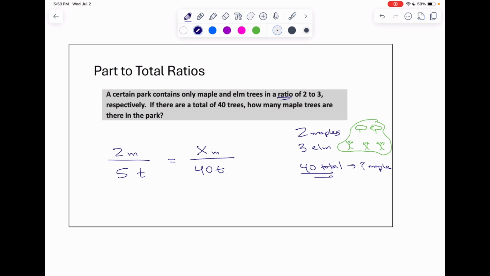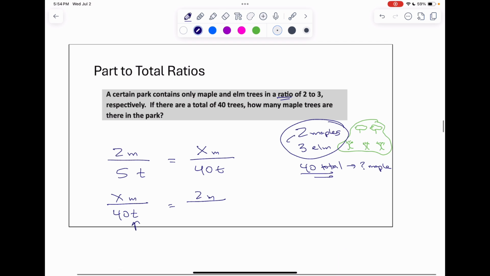Again, this is a great reason to set up what you want first, because look what happens if I set up what I want first. I'd say how many maple out of 40 total trees, and then I can go back to my ratio and grab my maple and grab my what? Oh, I want total. How am I going to get my total? You just add the parts together to get 5 total. Again, either way you set it up, you're going to end up with the same thing. You can see these are the same thing here.